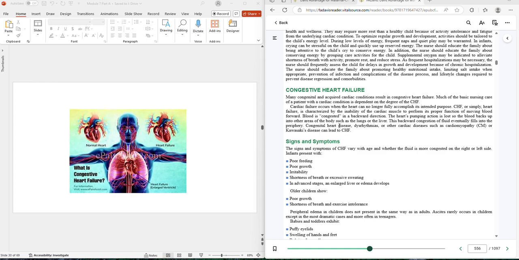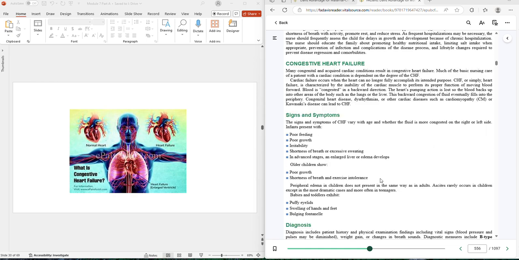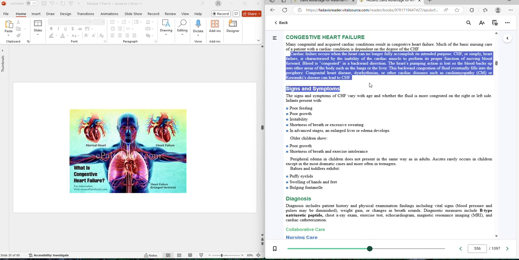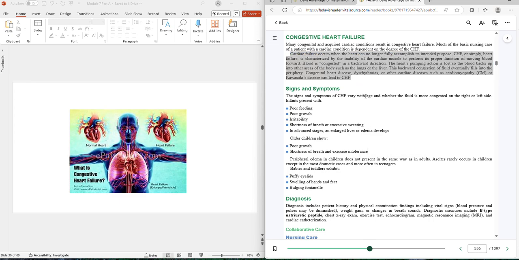So CHF in a child, poor feeding, poor growth, irritability, puffy eyes, excessive sweating, of course bulging fontanelles because they have that ICP, right? But one thing I do want you to know is the congestion. Understand the congestion. How does it happen? Okay.